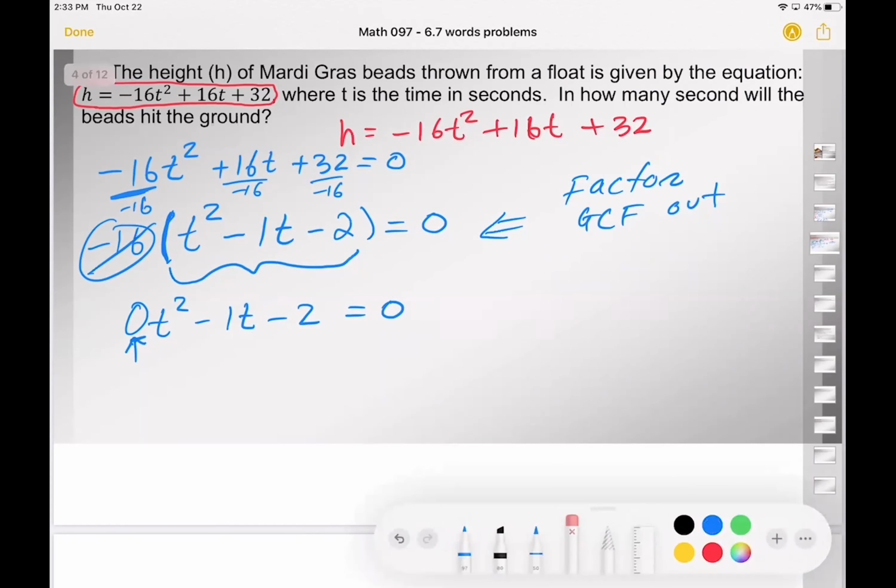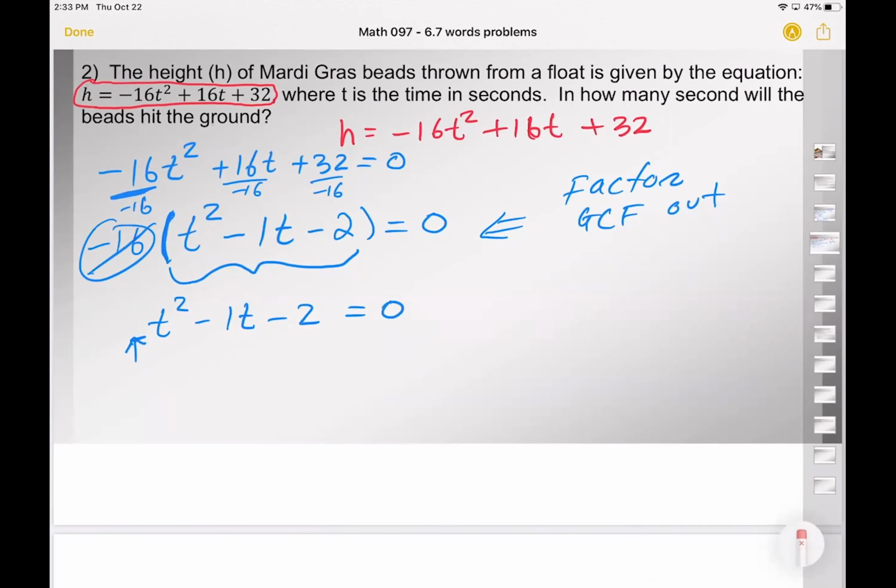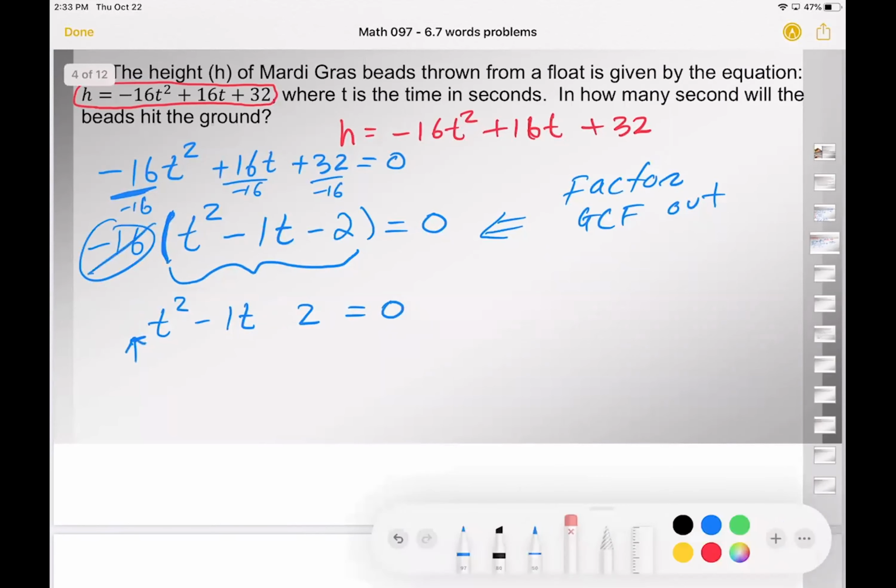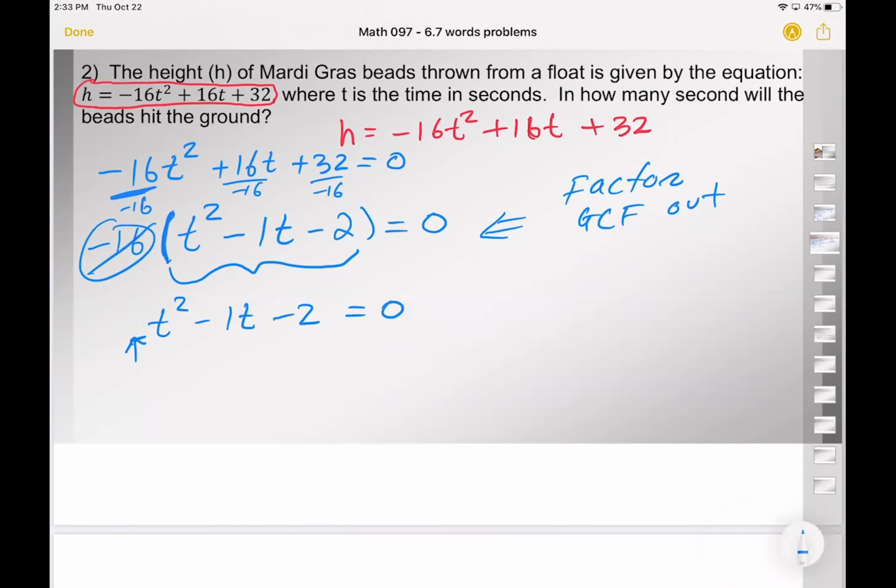And if there's no number in front of the t squared, what do we ask ourselves? We ask ourselves, are there 2 numbers multiplied to give you 2, but subtracted to give you 1? Hopefully you guys don't get this wrong, because if you do, we're in trouble. Well, there's no other pair except 2 times 1. 2 times 1 is 2, and 2 minus 1 will give me 1. The larger number gets the sign of the middle term, and the other will be the opposite.